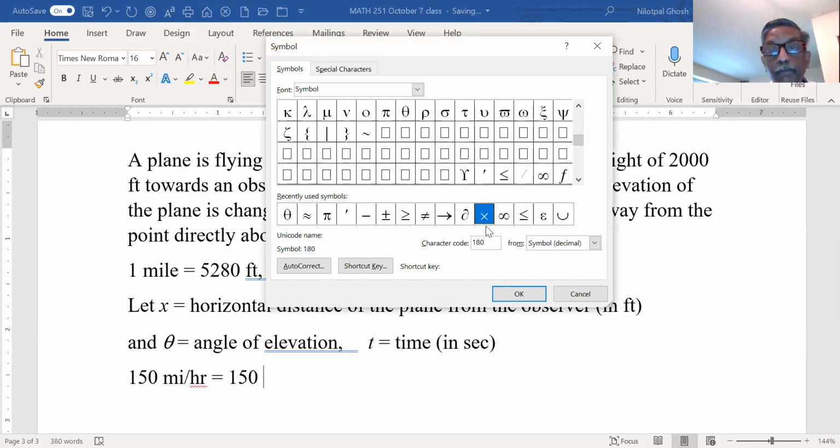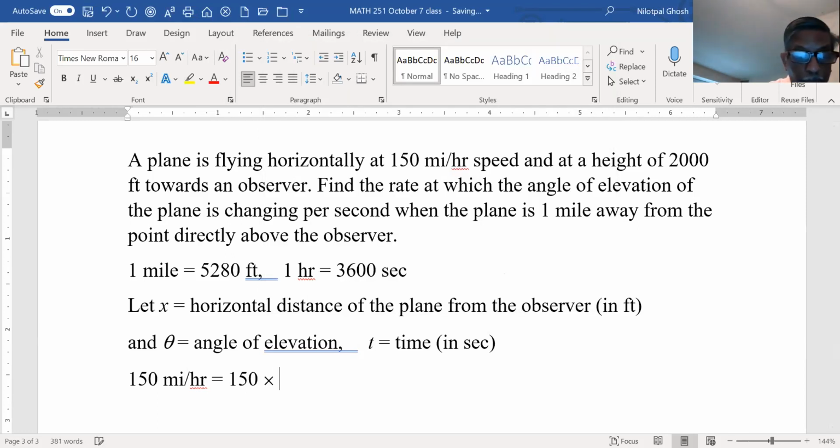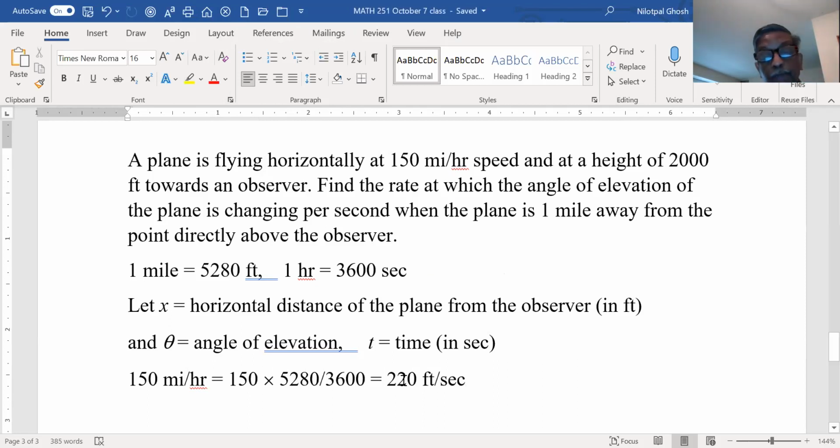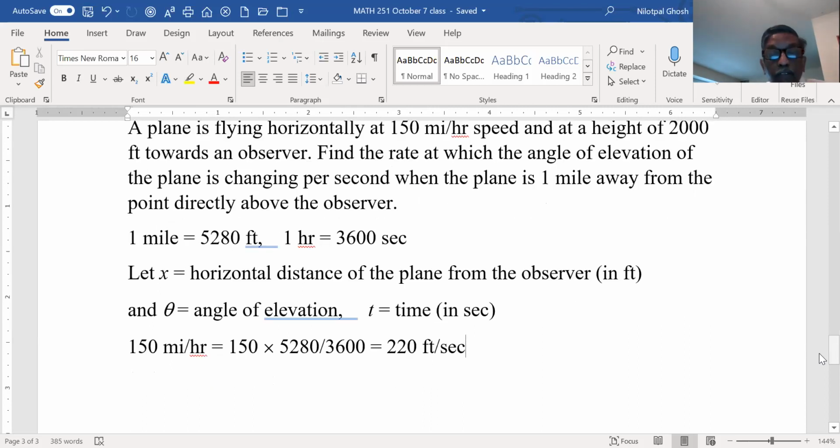Where is multiplied here? 5,280. Then divided by 3,600. And when you do the calculation, you will get 220. That means 220 feet per second. So 150 miles per hour equals 220 feet per second. Do the calculation, you will find 220, right? Check with your calculator.